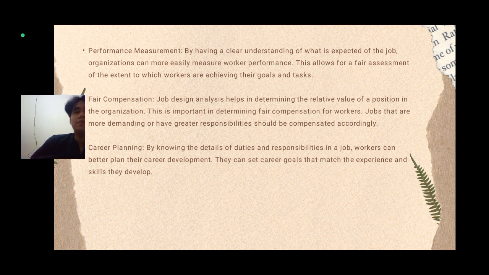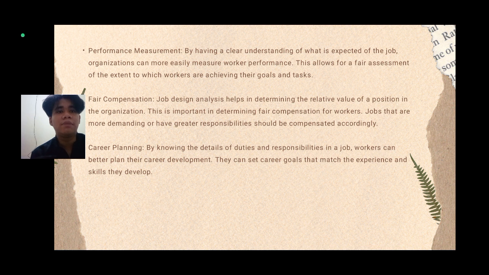And then fair compensation. The job design analysis helps in determining the relative value of a position in the organization. This is important in determining fair compensation for workers. Jobs that are more demanding or have greater responsibilities should be compensated accordingly.